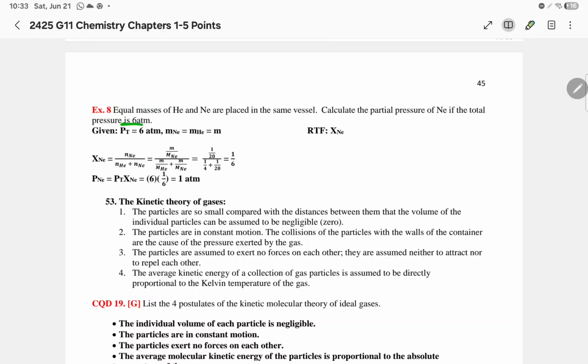Okay, if the total pressure is 6 atmospheres and there are equal masses, then what we know is the total pressure is 6, and we only have one mass because they're both the same mass. So to find the mole fraction, I forgot what it's called, you need moles over total number of moles. So moles of Ne over total moles, so moles of He plus moles of Ne.